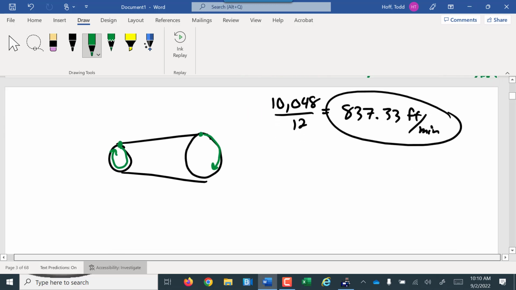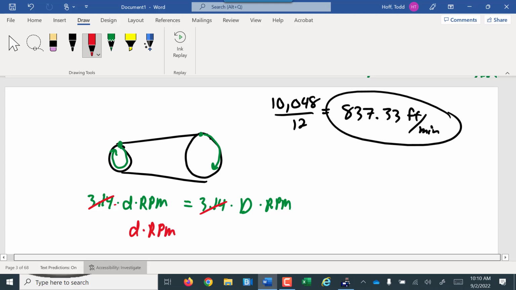So if we look at it, the distance that's traveled around this pulley is 3.14 times the diameter times its RPM. The distance traveled around this pulley, I'm going to use little d because that's the smaller pulley there, is 3.14 times its diameter times its RPM. Because the pi is in both of them, we can divide that off, and it's just diameter times RPM is equal to diameter times RPM.